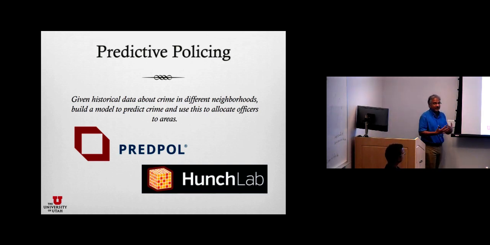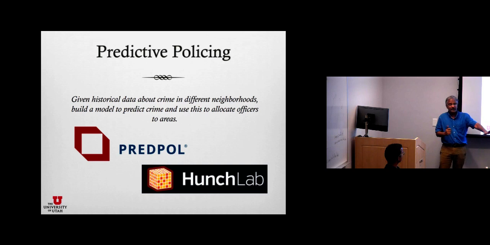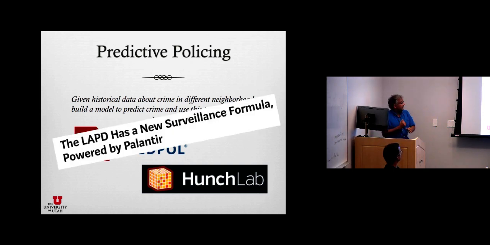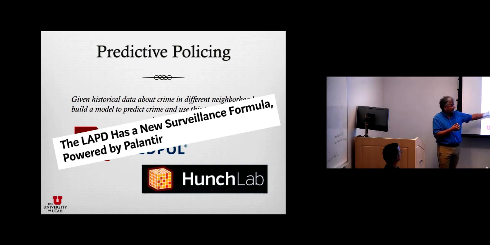If you believe that based on historical data, this area is going to be high crime tomorrow and this is not, you want to send more officers there and fewer officers here. So these are some of the companies that are involved with building tools of this kind. And again, this article came out 3 days ago. The LAPD was involved with some of these tools, but they also have a new surveillance formula powered by Palantir, which is not place-based, but person-based. And I can tell you more about this later. It's horrifying, exactly what they're doing. It's very scary.